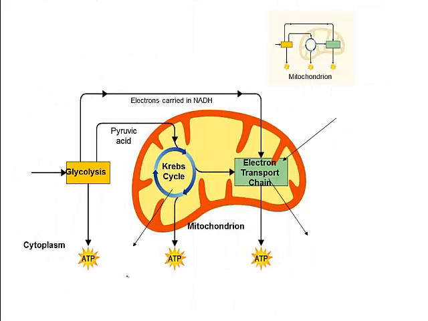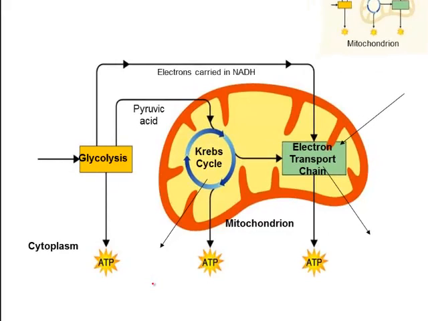So in this little picture here, we're just going to label what's happening at these different places. Here we have our mitochondrion right in the middle, and you can see the Krebs cycle happens in there, as does the electron transport chain. Remember, glycolysis happens out in the cytoplasm. So glucose is going to go into glycolysis and get broken down. During that process, we're going to make our 2 ATP. The glucose is broken down into pyruvic acid, which will enter the Krebs cycle. Also during this time, we're going to make our NADH, which will enter the electron transport chain.